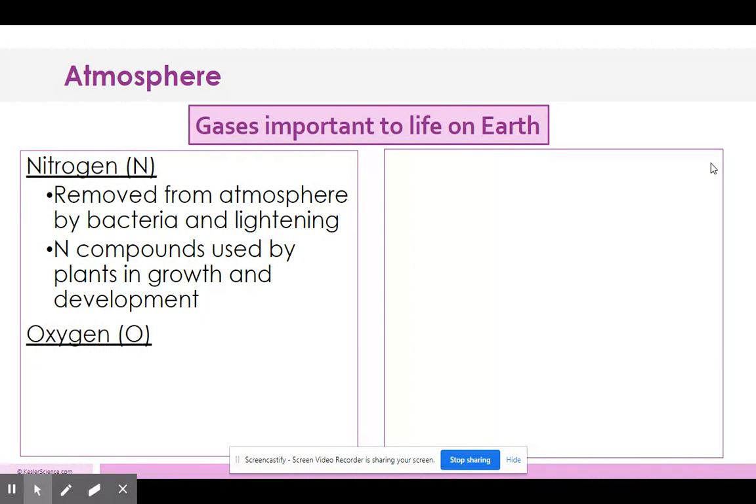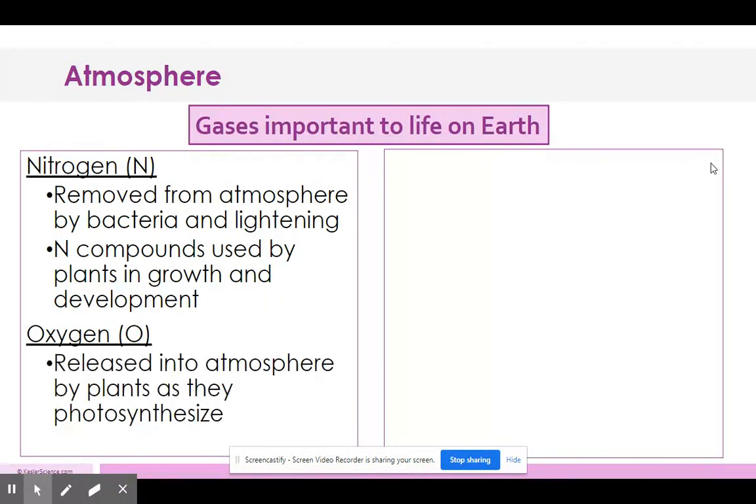Oxygen, capital O. Oxygen in the atmosphere is found in pairs, so O2. Pretty sure nitrogen is too. Oxygen is released into the atmosphere by plants as they photosynthesize. So remember, plants take in carbon dioxide, they breathe out oxygen. They're just the opposite of us.